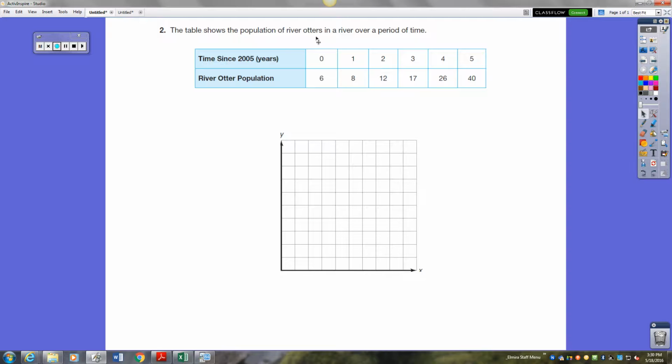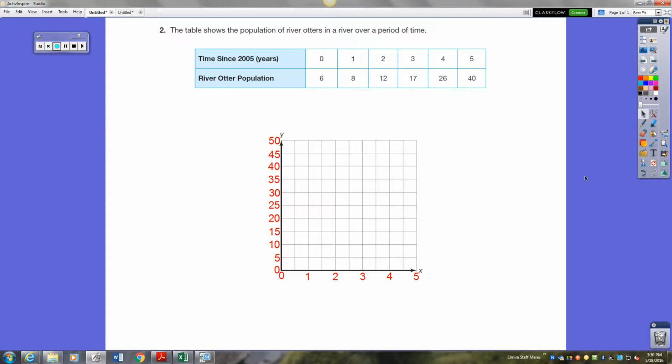This says the table shows the population of river otters in a river over a period of time. I see that as time goes by, the data is increasing. It's increasing by 2, and then by 4, and then by 5, and then by 9, and then by 14. So it's probably not linear. But we're going to graph it to see what it looks like. Time is the x-axis: 0, 1, 2, 3, 4, 5. And on the y-axis, we need to go at least as high as 40. If you count by 5s, you make it.